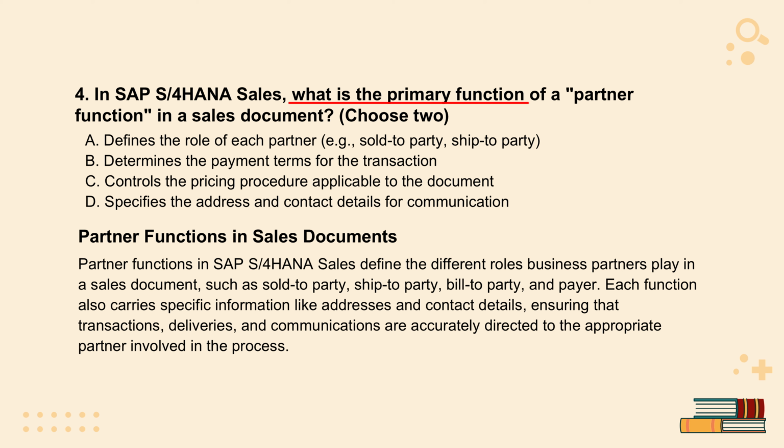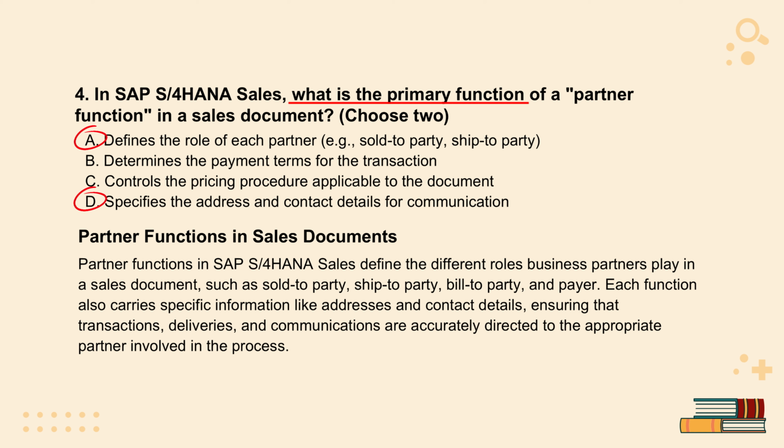In any sale, you've got different players, right? The customer who actually places the order, that's the sold to party. But maybe the goods need to go somewhere else, that's the ship to party. And maybe a different company pays the bill, the payer, or the bill to party. Right, could be different entities. So partner functions like sold to, ship to, bill to, payer clearly label who is who in that specific transaction. It makes the roles unambiguous. So the system knows, okay, this address is for delivery, this one is for the invoice.